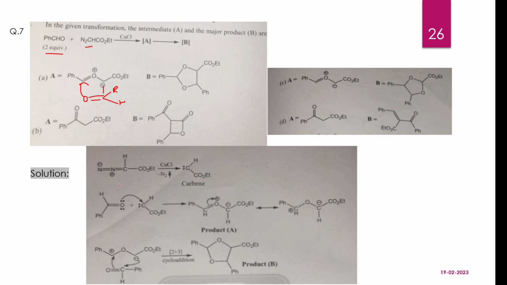So which option is the again? So this is the same, and our product will be this one. Our product will be this one. Understood?